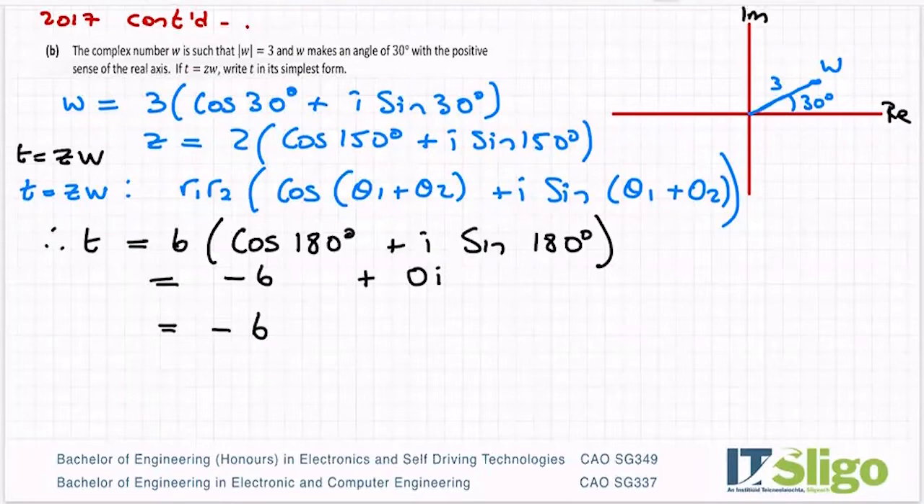How do you multiply two numbers in polar form? Multiply their moduluses together, add their angles.